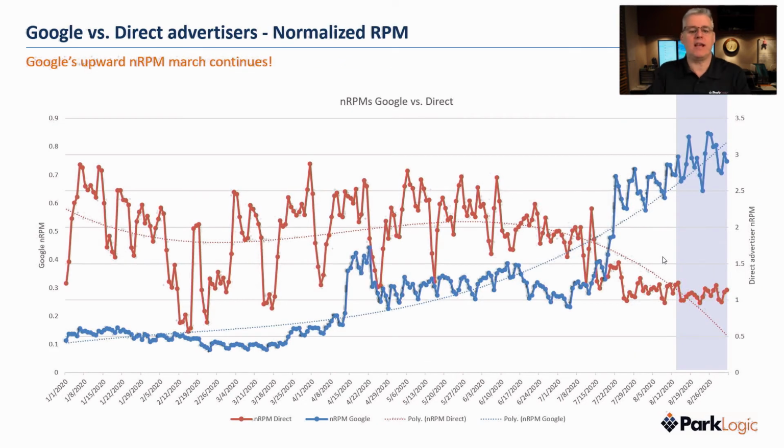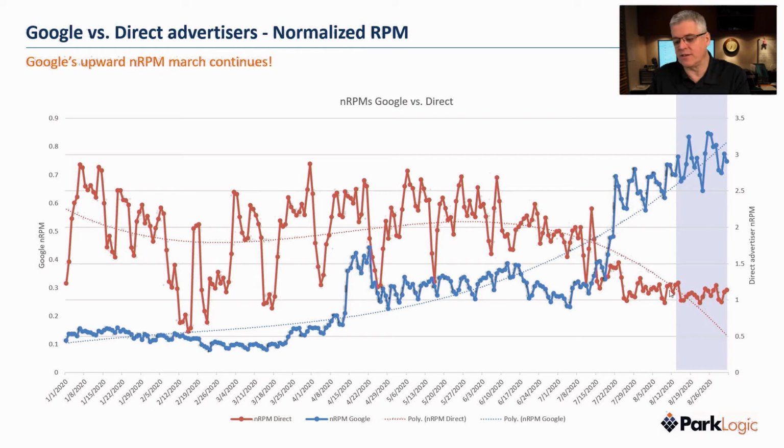But okay, so take a look at this chart. This is the one I keep on saying I live and die by. This one shows the normalized RPM for Google. It's in blue, versus the normalized RPM for direct advertisers. Direct advertisers basically are in red there, and they've just flattened out. And you can see that here.